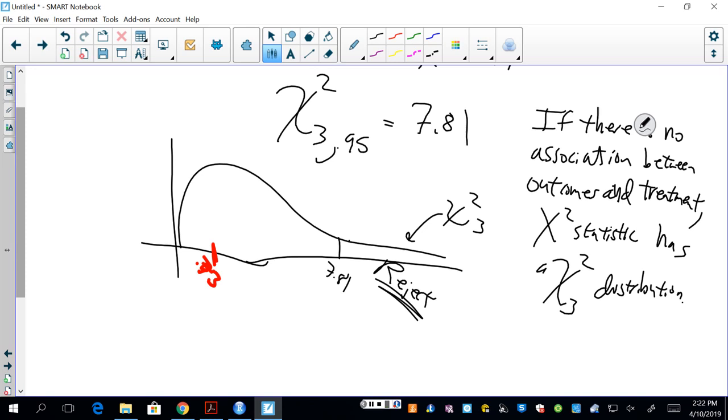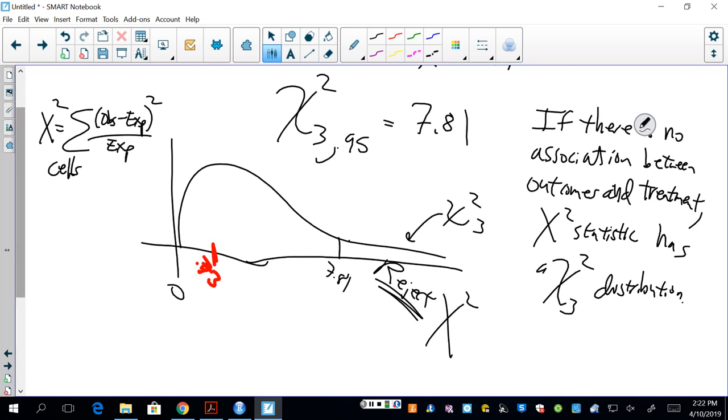So our value of x squared is what we're going to put along here. And if x squared is way far from 0, then we don't believe that there's no association. If x squared is near 0, right, so what was the formula for x squared? X squared was a sum over all of our cells of the table of the observed minus the expected squared over expected.